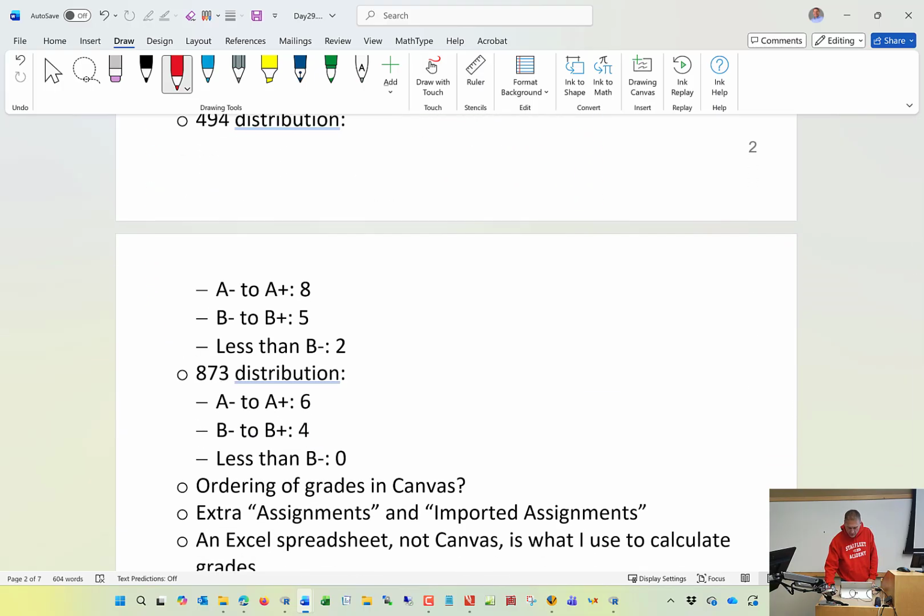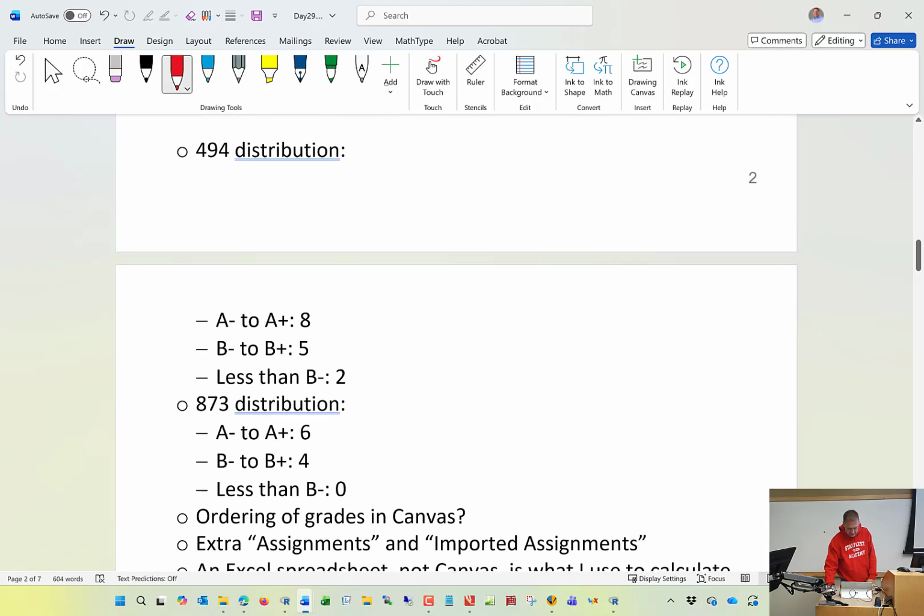So here's the current distribution of grades in our class. So of course, I like to have everyone get an A, but overall, this distribution is decent. Almost everyone's getting B's and A's.